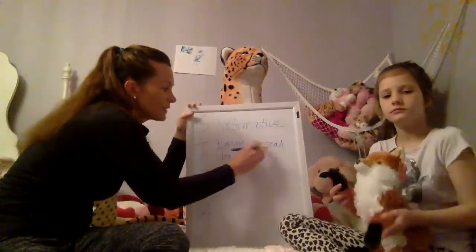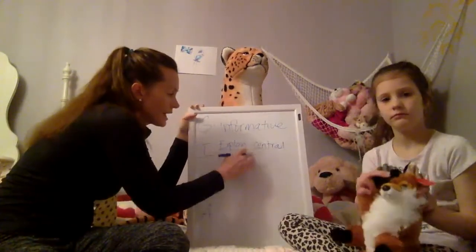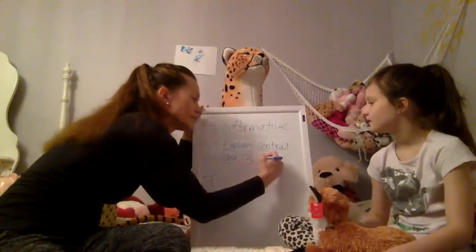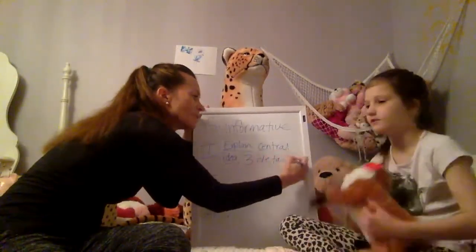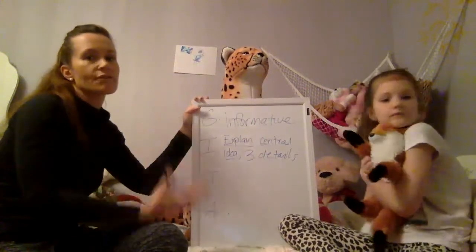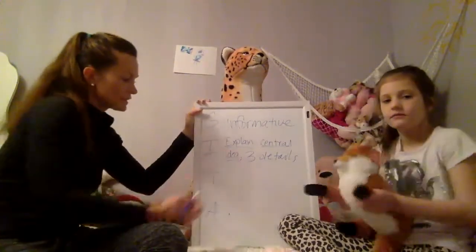So you have to explain the central idea, okay? And how many details, Madison? Three. You have to have three details. I'm not going to get a very good grade if I only use one detail or two details. I have to have three things from the article that support my central idea.